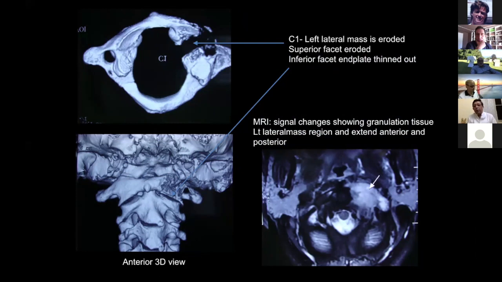We do not know. But when you see an MRI, in the T2 weighted image, you can see a signal change showing a classical picture correlating with tuberculosis. It's not only in the left lateral mass region, but it extends slightly anterior and posterior. So these are the very salient pictures I have shown.